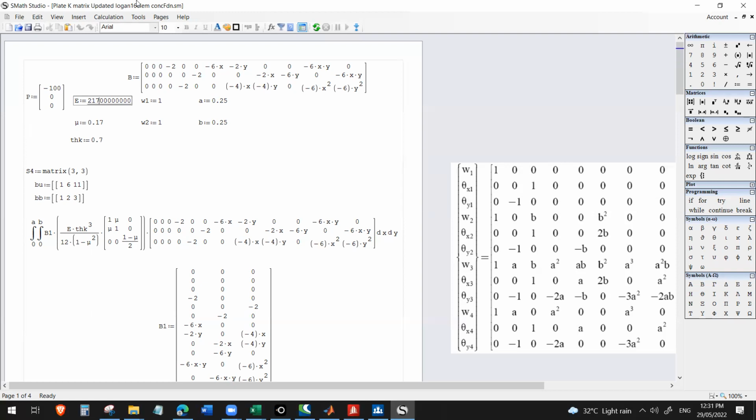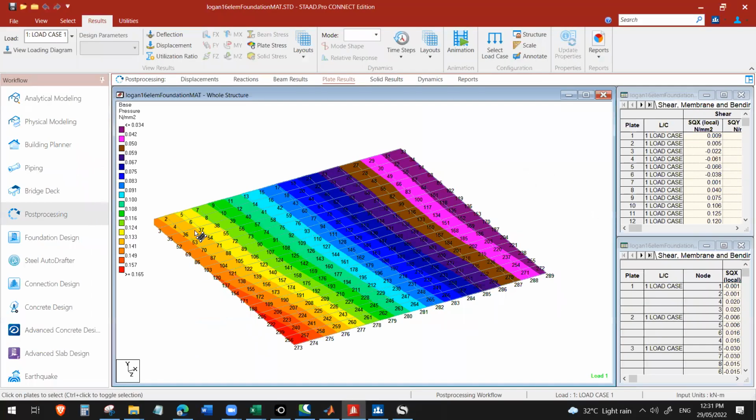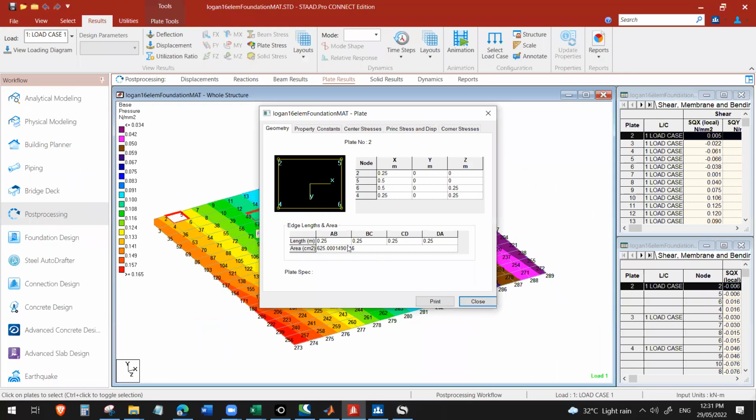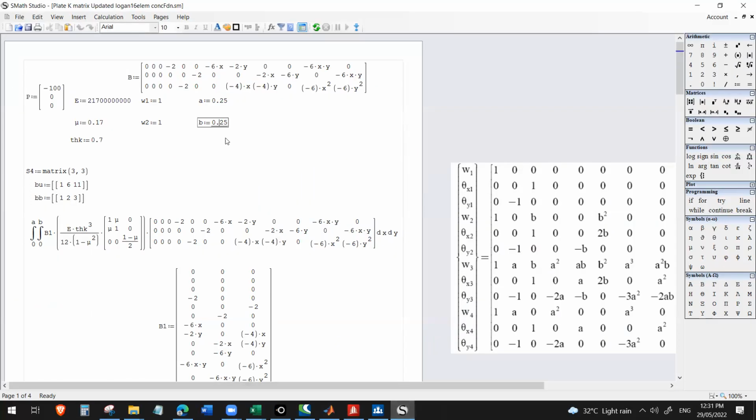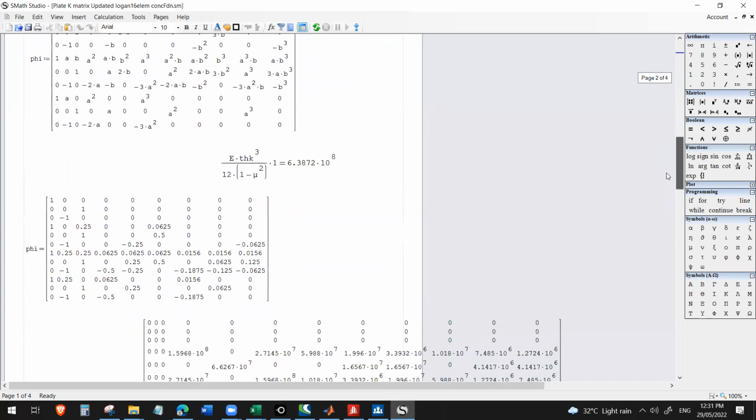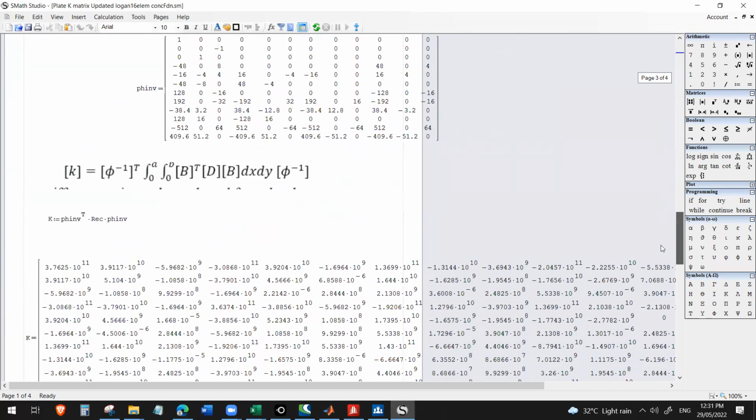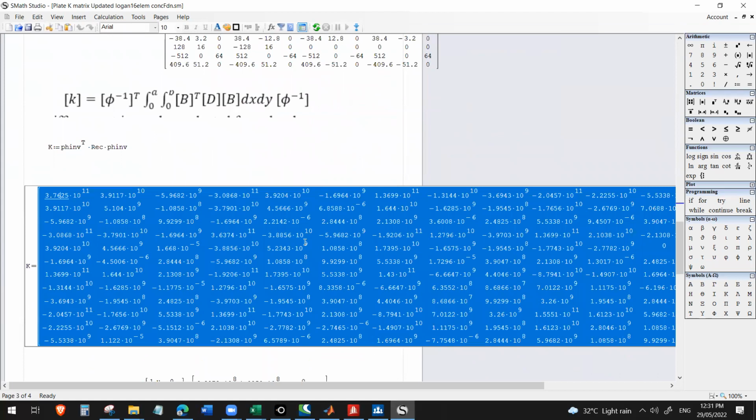So that's 21.7 gigapascal, Poisson ratio of 0.17, and thickness of 0.7, and our mesh is 0.25 by 0.25. And that's it. This is our stiffness matrix.